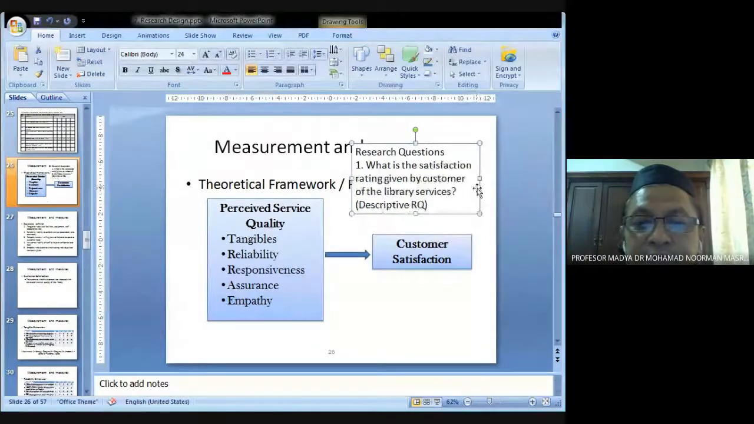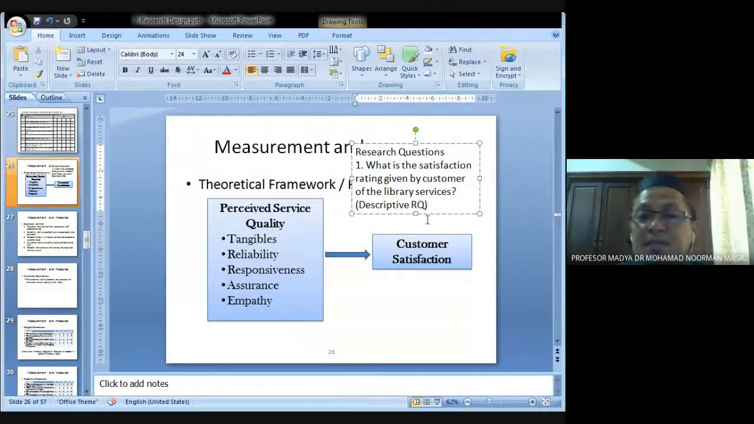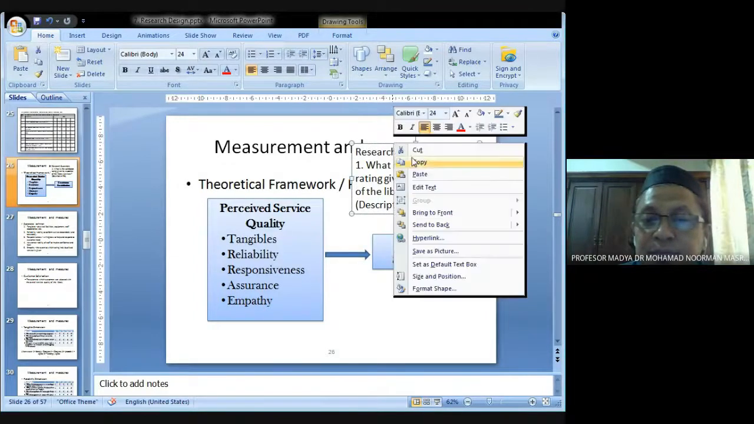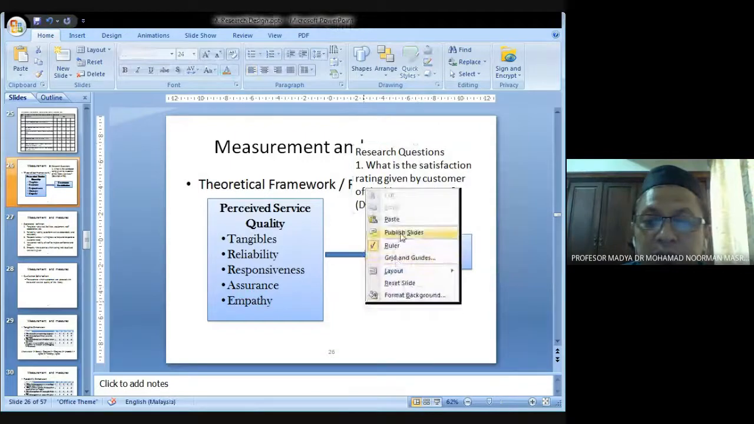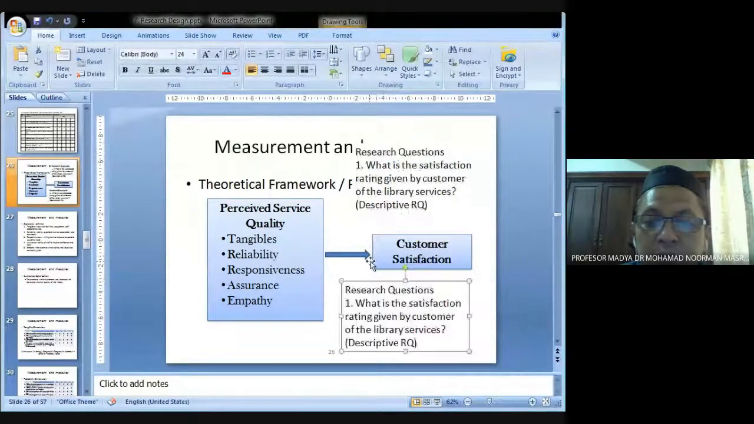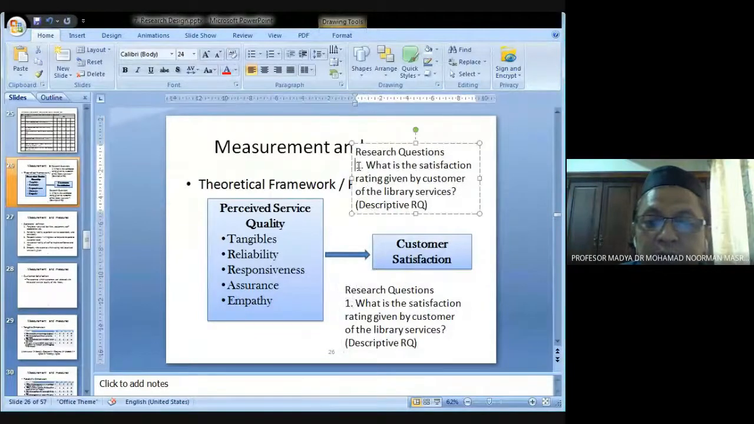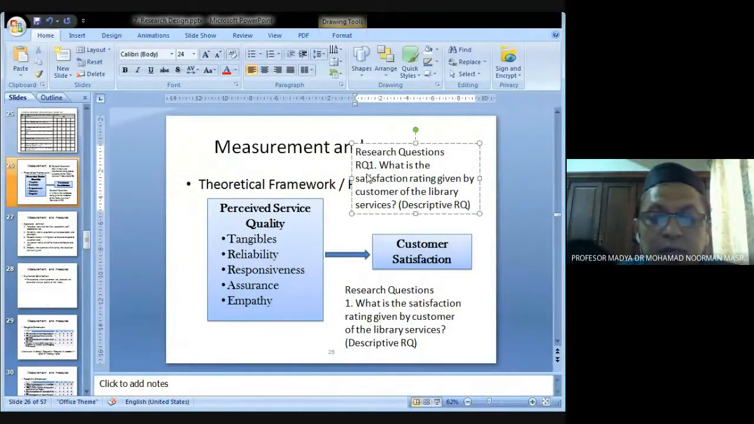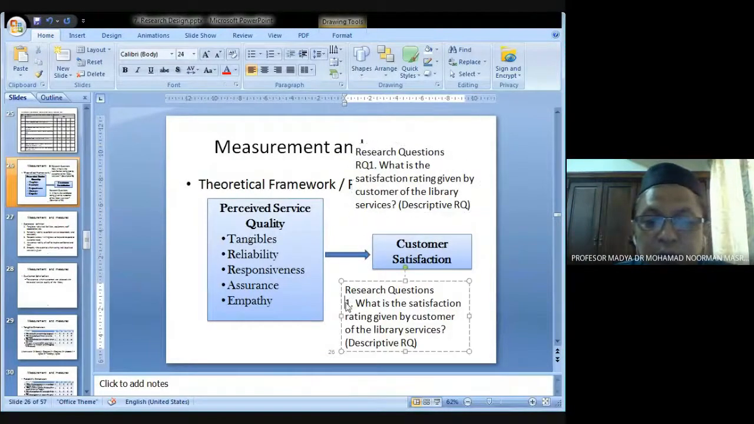Okay. This one. So what is the satisfaction rating given by customer of the library services? So focusing on the DV. So what about the IV? How are you going to write the research questions for the IV? Okay, for the IV. So that would be, this is RQ1. Now it's going to be RQ2.